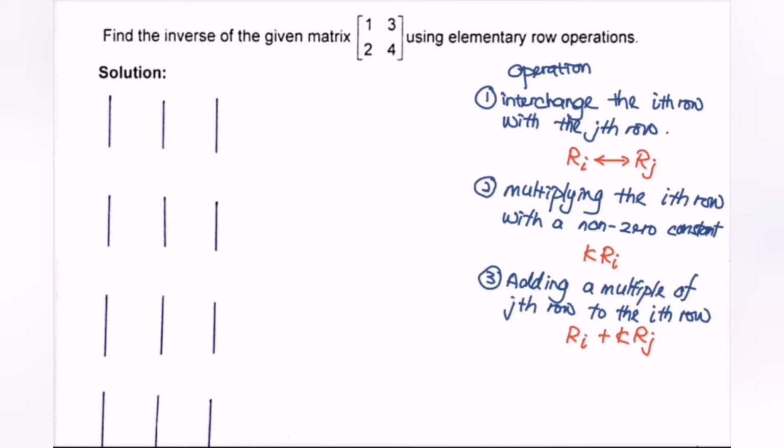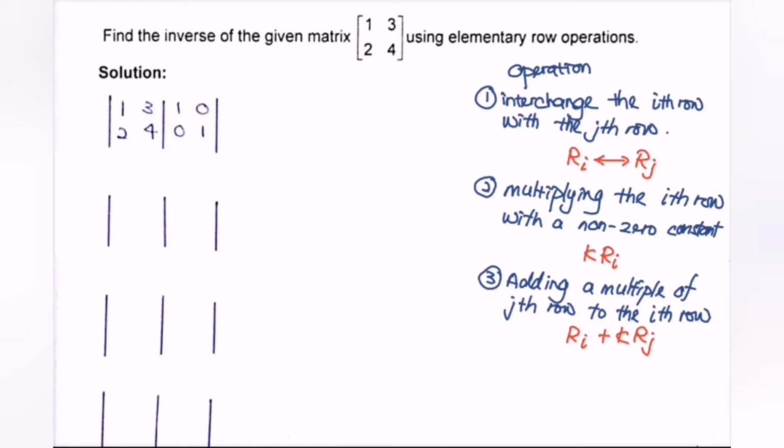First, we have to draw some lines. Number 1 is to fill up the matrices. For the left hand side, we fill up the given matrix, where we have 1, 3 and 2, 4. For the right hand side, we fill up the identity matrix, which is 1, 0, 0, 1. Our main focus is to change the matrix on the left hand side, 1, 3, 2, 4, to the identity matrix. From there, we can find the inverse matrix for the given matrix.